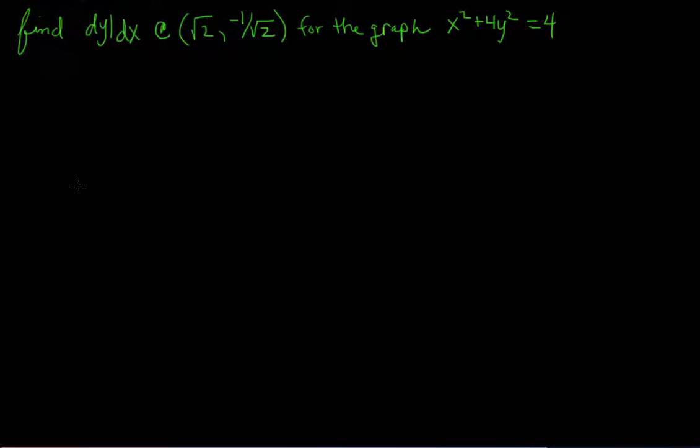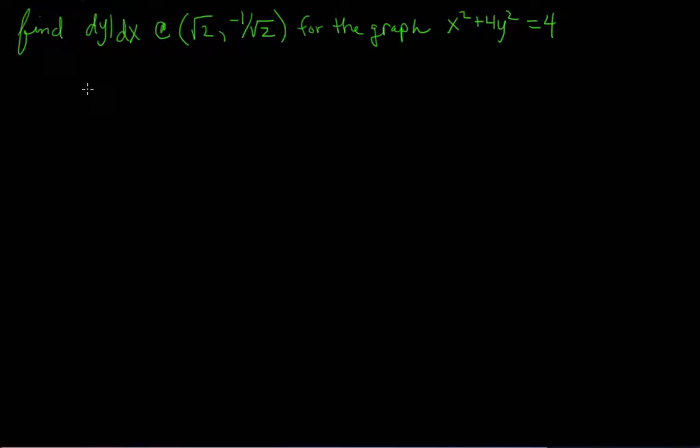So we're going to work through this example of finding dy/dx at the point square root of 2, negative 1 over the square root of 2 for the graph x squared plus 4y squared equals 4. That's the equation of an ellipse. We don't have to, but it's going to be best to use implicit differentiation. That way we don't have to solve multiple equations to figure out which graph of y to use.